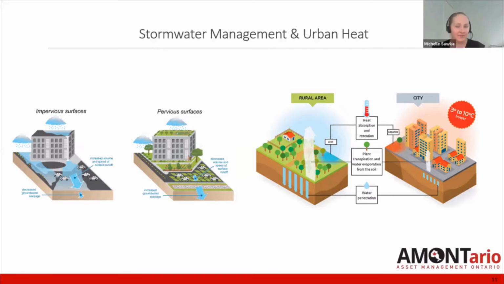Another service green infrastructure provides is urban heat reduction. So it reduces air temperature through both shading and evapotranspiration, and this can help reduce the urban heat island effect, where urban areas are much warmer than their rural surroundings.